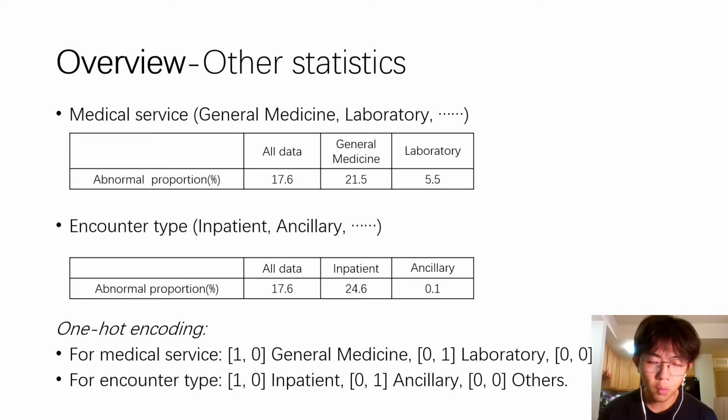Here are two other important columns of each lab test order, which are the medical service and encounter type. From these two tables, you may notice that the abnormal proportion of each category differs a lot. Therefore, we need to encode such useful information into our input feature space. Since only a small number of data samples don't fall into these categories, we simply put the other categories together. So here we apply one-hot encoding for these two features. As an example, for medical service, we encode general medicine as a vector of 1, 0, laboratory as a vector of 0, 1, and others as 0, 0.